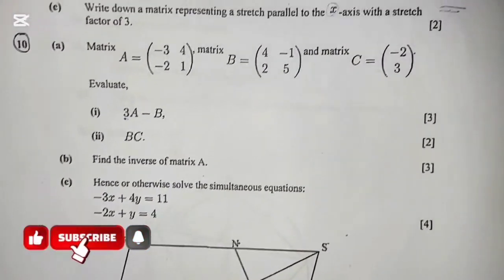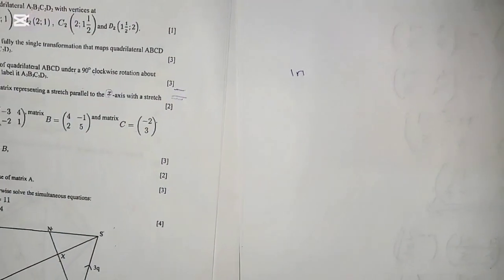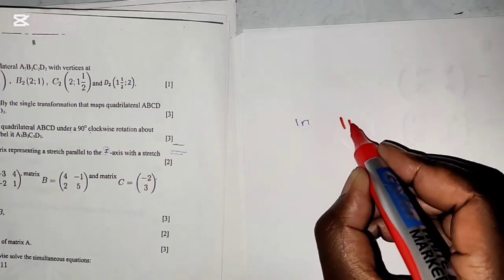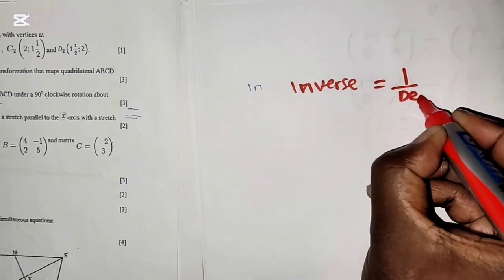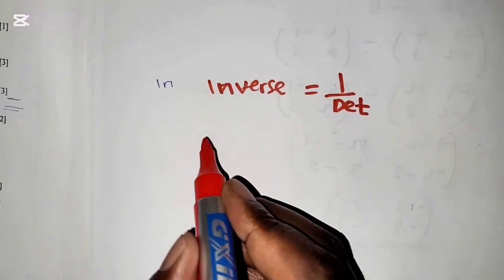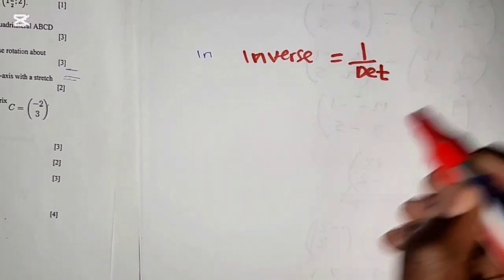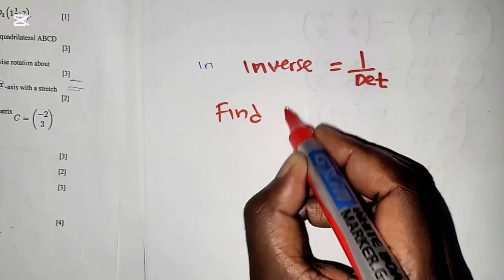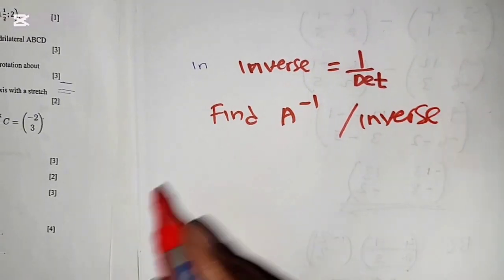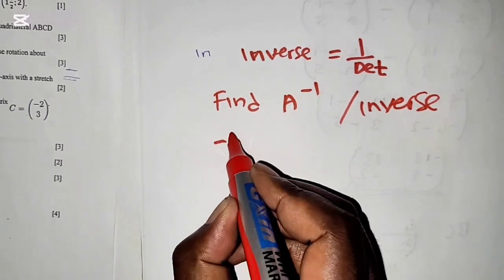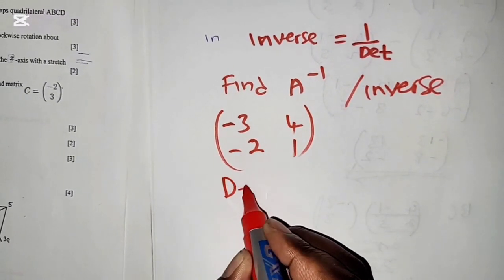Okay, then the other question says find the inverse of matrix A. So, when finding the inverse, the inverse is equal to 1 over the determinant. Are we together? So the first stage is to find the determinant of matrix A. They might also say find A to the power of negative 1, which is the same as the inverse of A. So matrix A is -3, -2, 4, and 1. Let's first find the determinant.